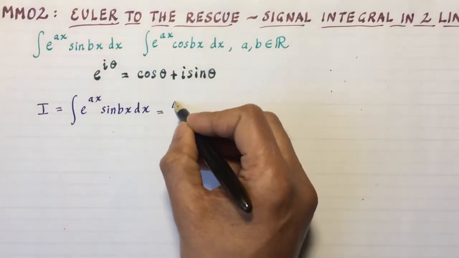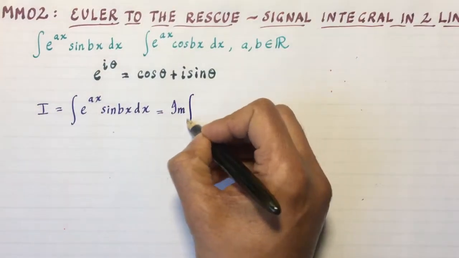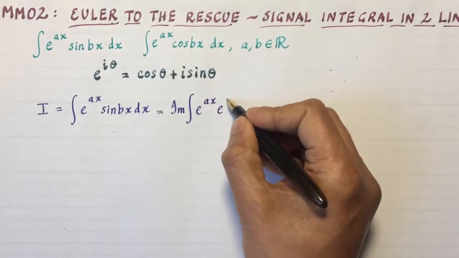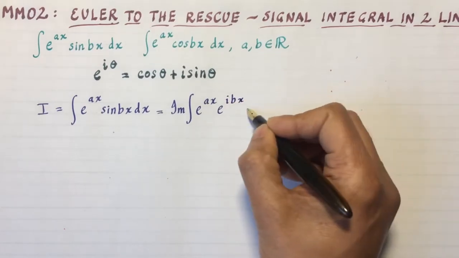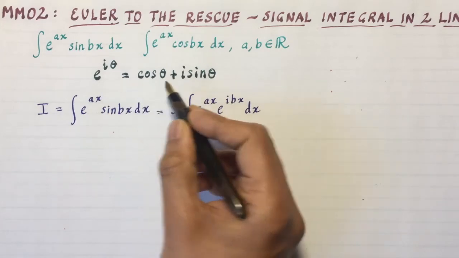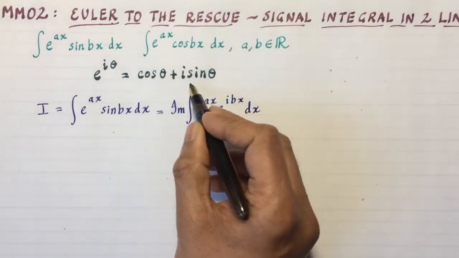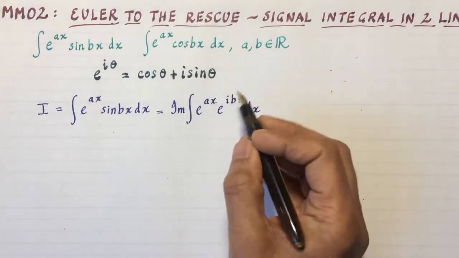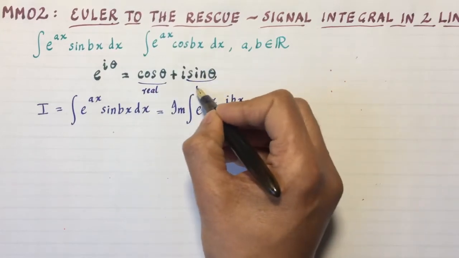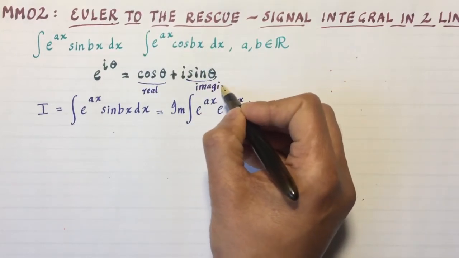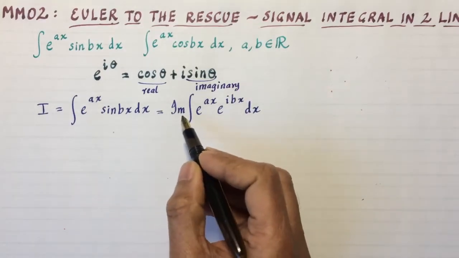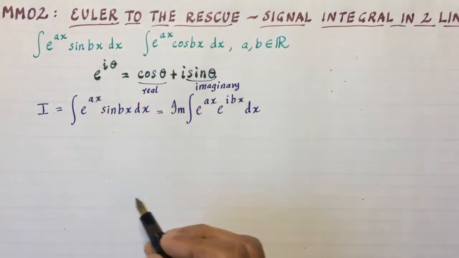This is the imaginary part of the integral e to the ax times e to the i bx. Because remember, using Euler's formula, e to the i theta has got the real part cosine theta and the imaginary part sine theta, and the i just comes along for the ride. So this is called the real part and this is called the imaginary part of a complex number. And therefore I've written sine bx as the imaginary part of e to the i bx. That's all I've done here.